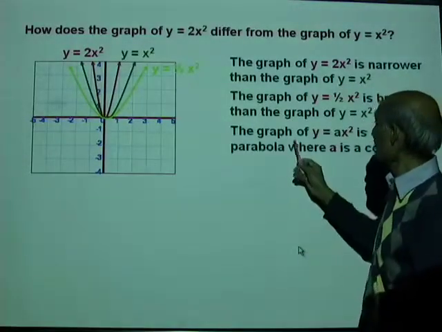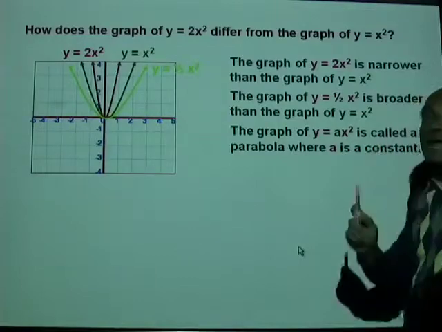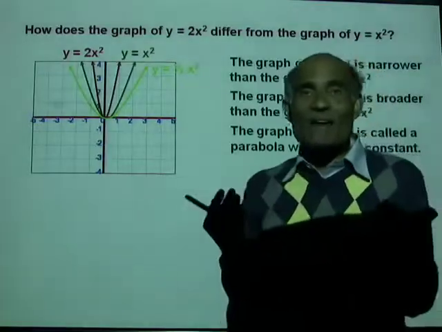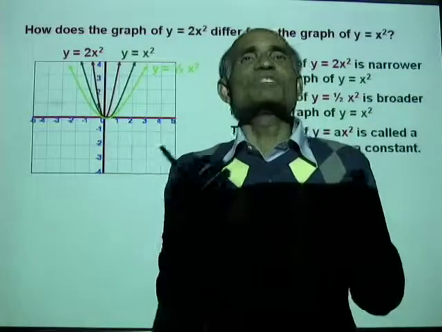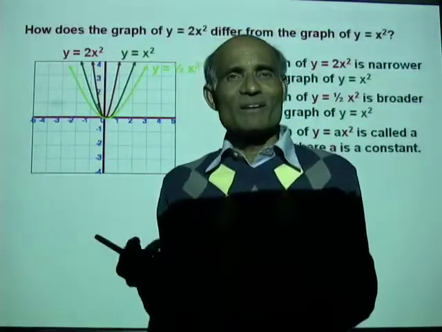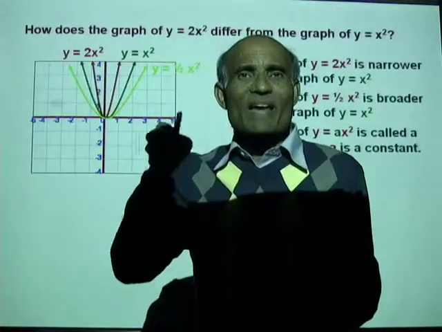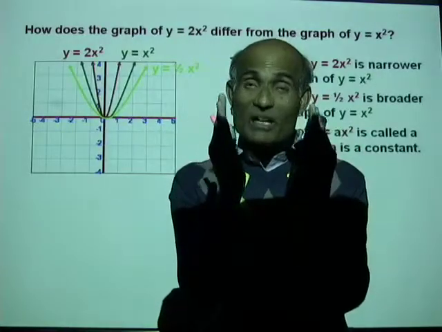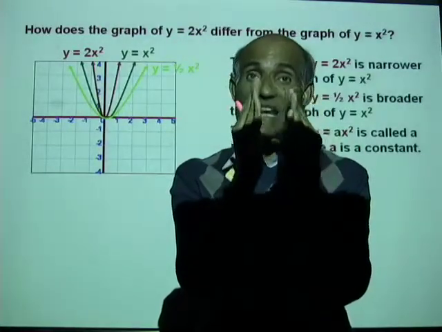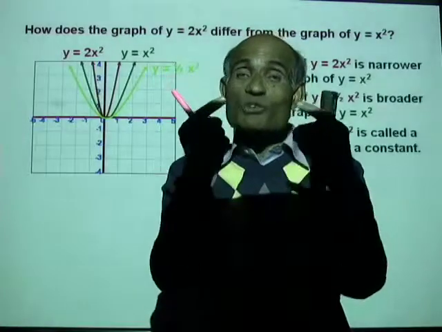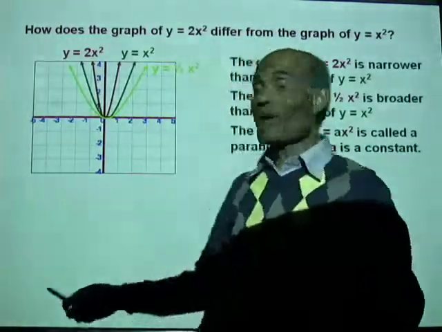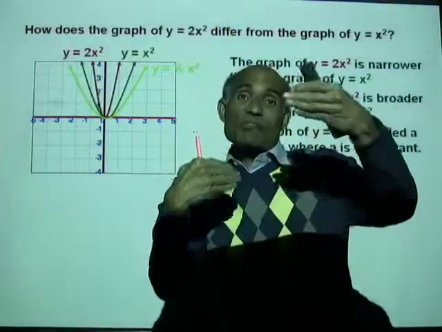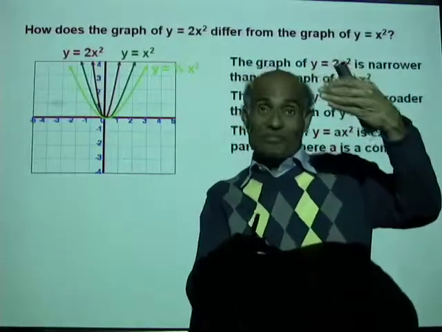Alright, so the graph of y equal to ax squared is called a parabola. y equal to ax squared is the equation of a parabola. Now tell me, what is the role of that a there? What does a do? a decides whether the parabola is narrower, broader, and also its orientation. What happens if a is negative? If a is negative, the graph reflects on the x-axis.